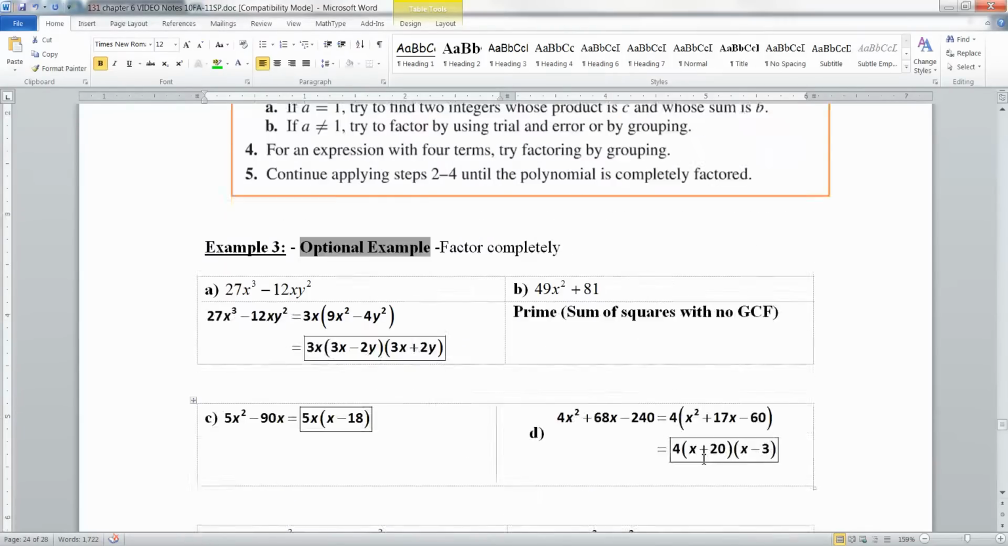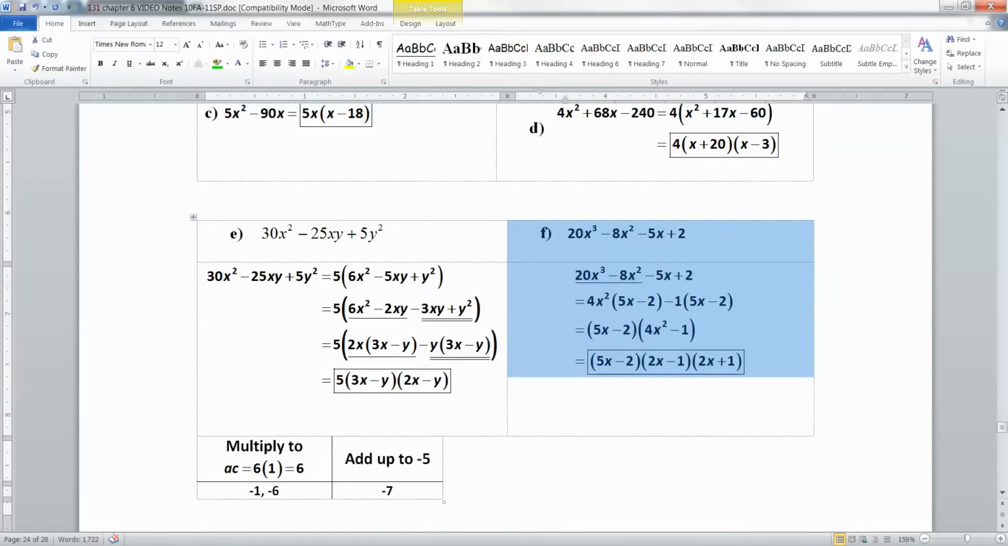And last but not least, if you see 4 terms, like I just made up this F, that's factoring by grouping.